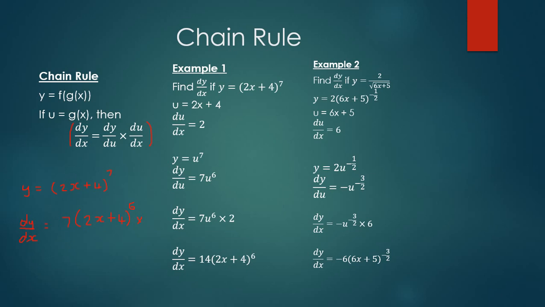So differentiating inside the bracket gives us 2. So that gives us 7 times 2, so we have 14 times (2x plus 4) to the 6th power. Now I want you to go ahead and try that for example 2.